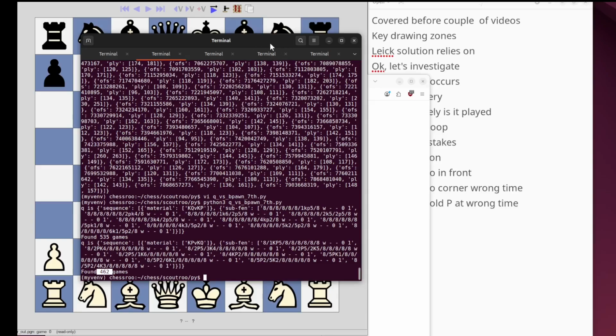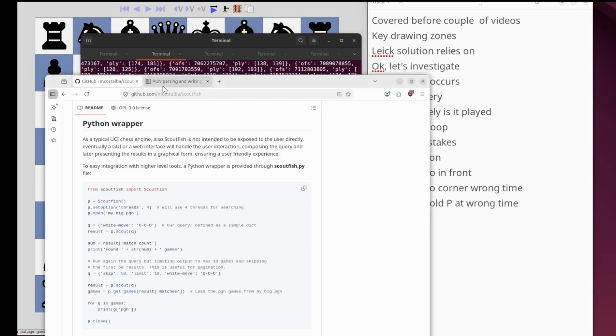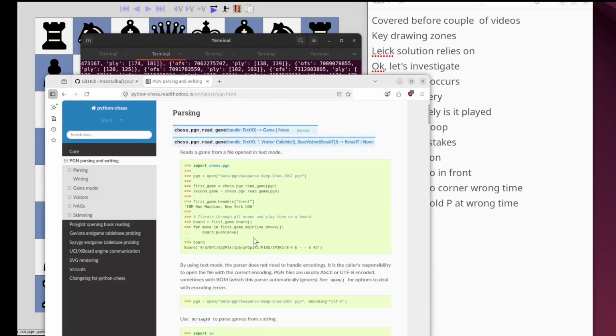So I've got 1,000 games to work with. Let me have a look. We'll keep on going through this. And then what I look at is whether people play it accurately or not. This is something else we've looked at before. For this, we're going to use Python chess.